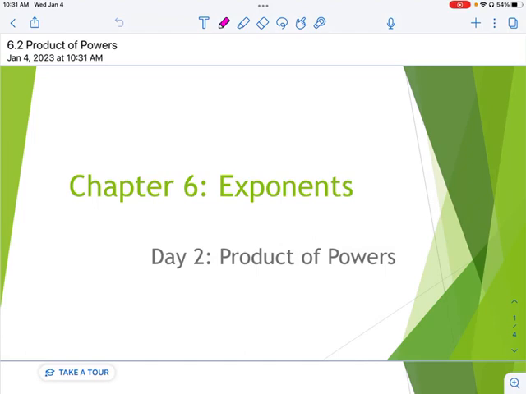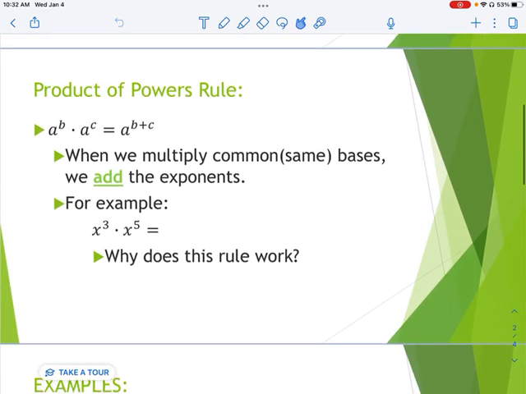All right, let's take a look at day two. So on day two of our exponent chapter, we are going to look at a rule called the product of powers. Now, if you think about what that rule means, that means we are multiplying two exponential expressions. Okay, so the rule is we're multiplying two things that have an exponent. All right, so let's look at the rule.